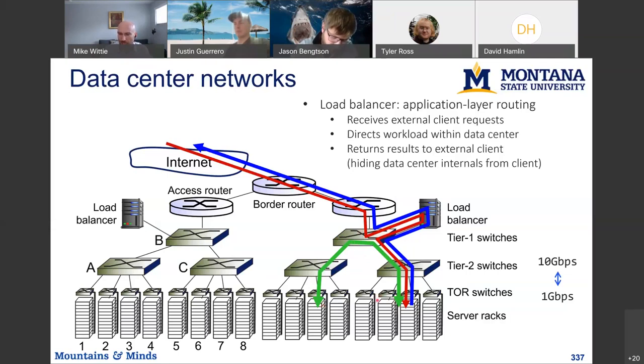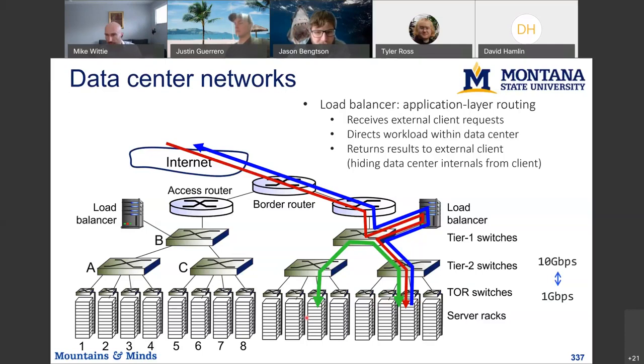In general, we'll try to put parallel computation as low as possible, so that maybe only these racks are talking to each other, or maybe only the racks under a tier 2 switch are talking to each other. But eventually this becomes impossible, and so you end up having this cross-rack traffic going through the core of the data center.